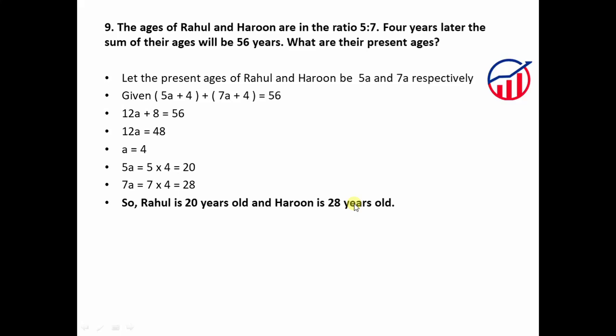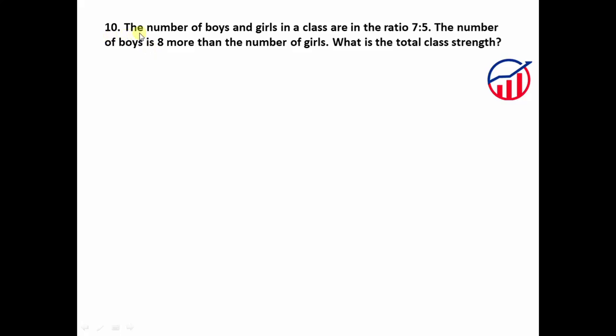I hope that you are getting what we are learning over here. If you just need to check these ratios once again, 4 5s would be 20 and 4 7s are 28. So this is the ratio 5:7 over here. Question number 10. The number of boys and girls in the class are in the ratio 7:5. The number of boys is 8 more than the number of girls. What is the total class strength?